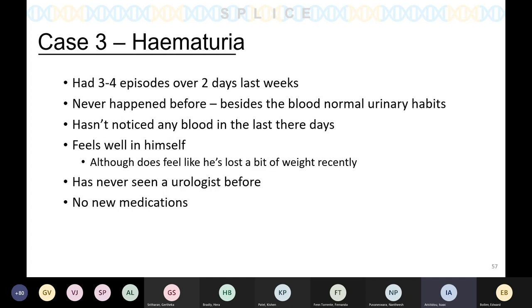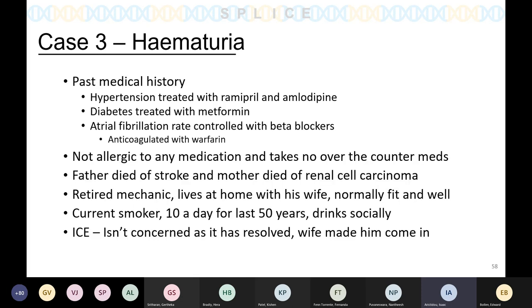So he says that he's had 3 or 4 episodes over 2 days the last week. It's never happened before. He's got normal urinary habits, besides the blood. He hasn't noticed any in the last few days. He feels well in himself, but he thinks he might have lost a bit of weight. He's never seen a urologist before, and he's not started on any medications. This patient has hypertension, diabetes and AF, and he's anticoagulated with warfarin.